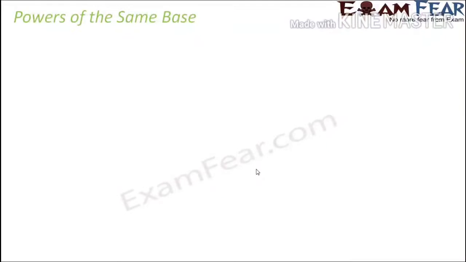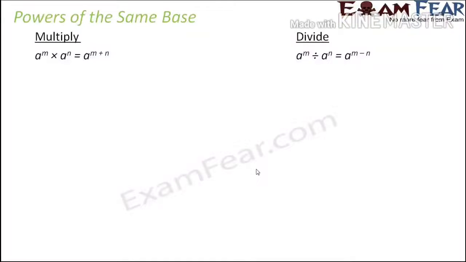So let's start with powers of the same base. But this time, in the examples we take, we will consider only negative exponents. What happens when we multiply or divide powers with the same base? It says that a to the power m into a to the power n is a to the power m plus n. Let us take one example. Let's say you have 3 to the power minus 2 multiplied by 3 to the power 3. What would be the result? It would be 3 to the power of the sum of minus 2 and 3, that is minus 2 plus 3, which is 1. So this would be 3 to the power 1.